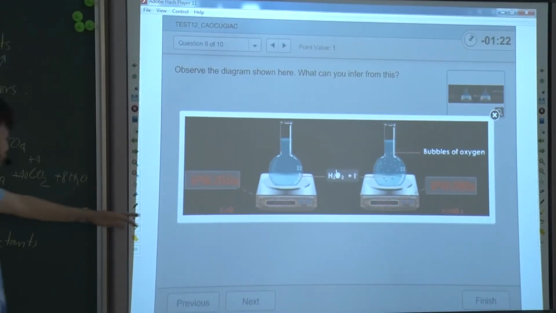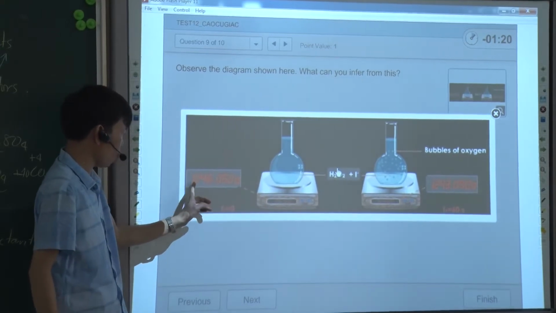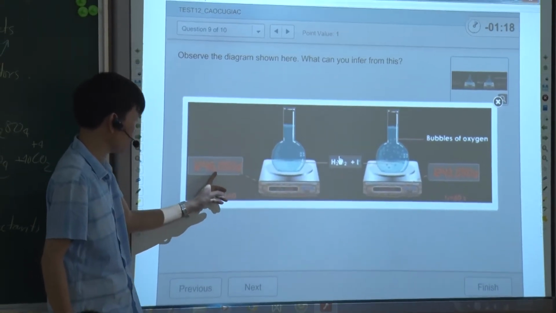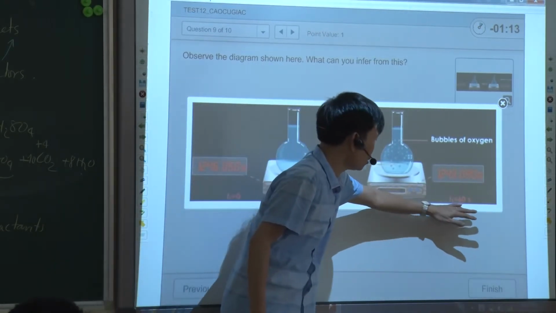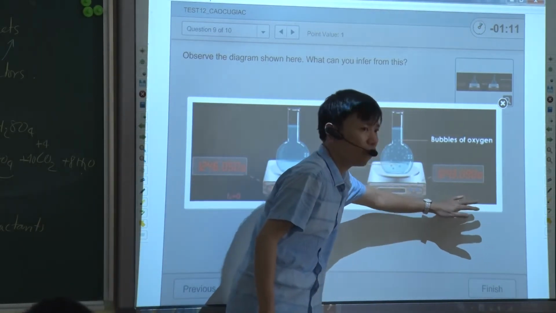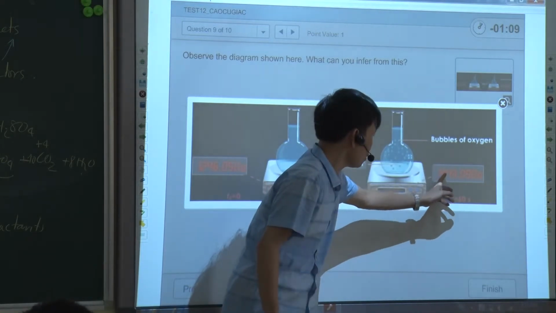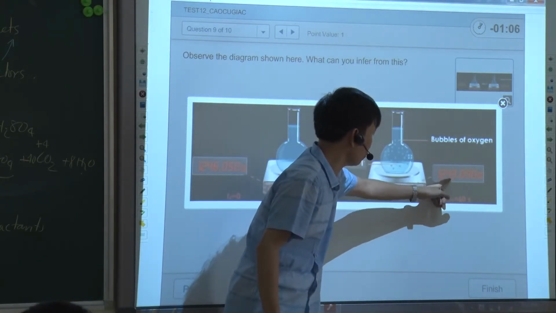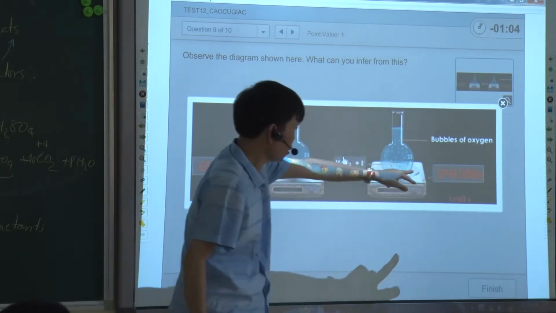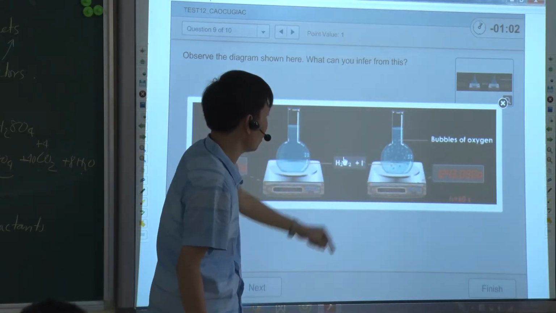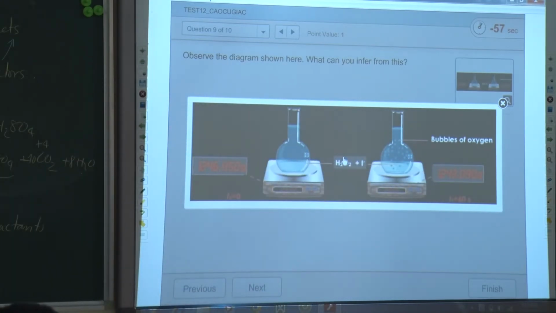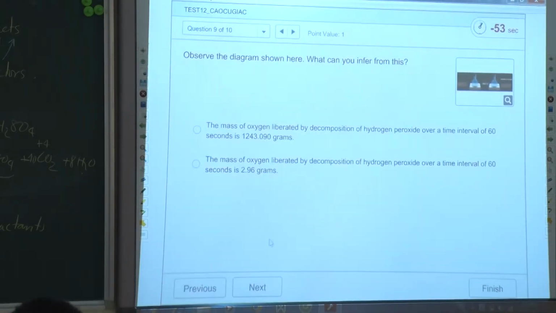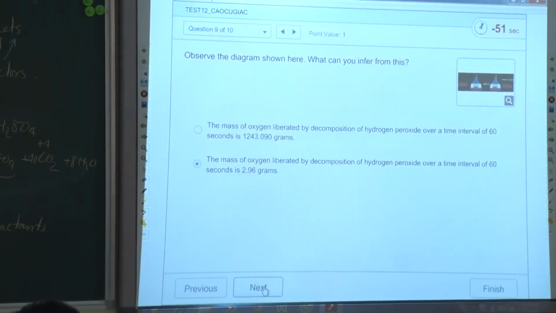Now, at time zero, the mass is 0.50 gram. After each 60-second interval, the mass of oxygen bubbled off increases. Okay? Do you understand? Yes, okay. B, it's nice.